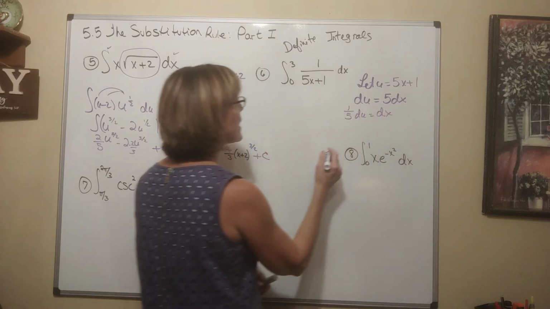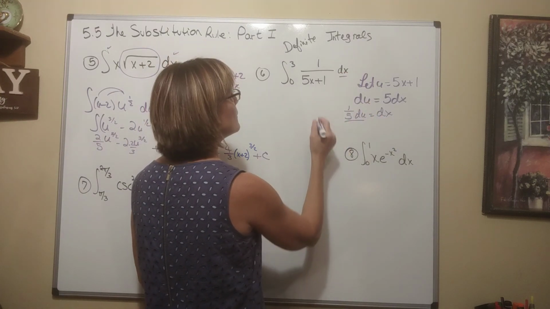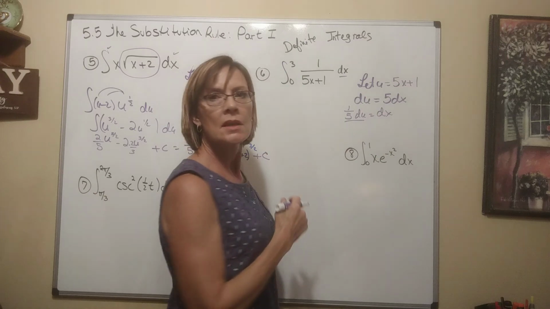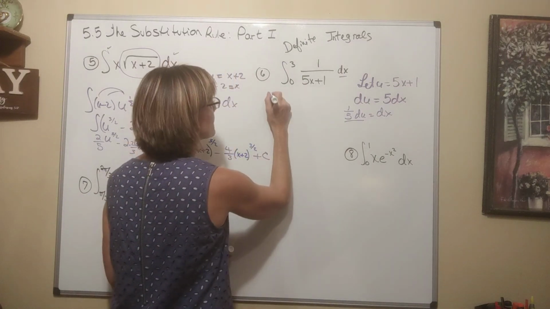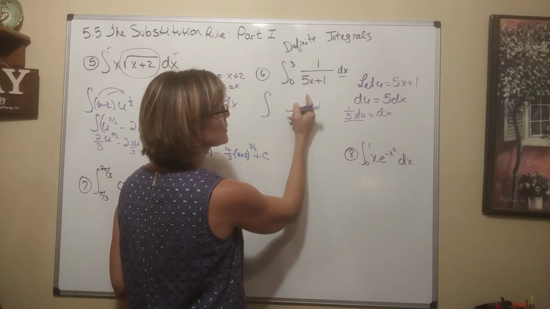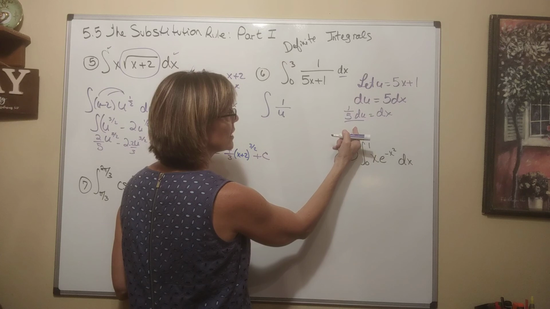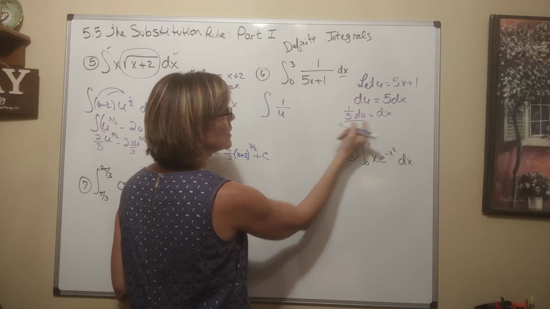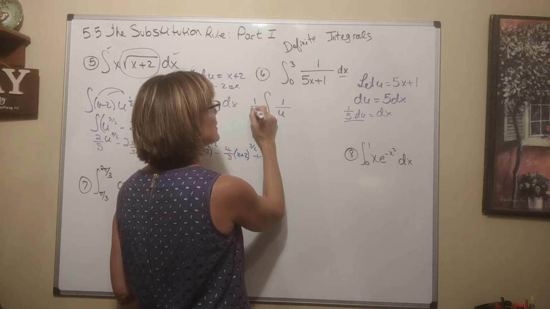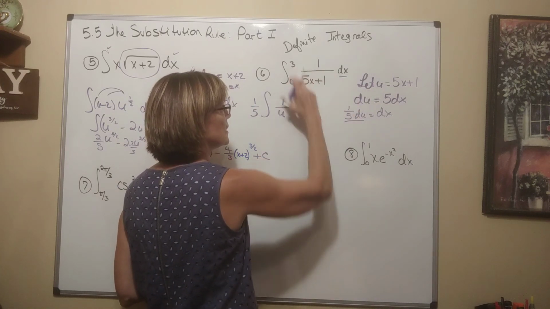All right, so now, here's my dx. This is my dx, okay. 1 over u, I think this is going to be fine. So let's look at this. This is the integral of 1 over 5x plus 1, or 1 over u. I need a du, so dx is 1/5 du. This is this part rewritten.